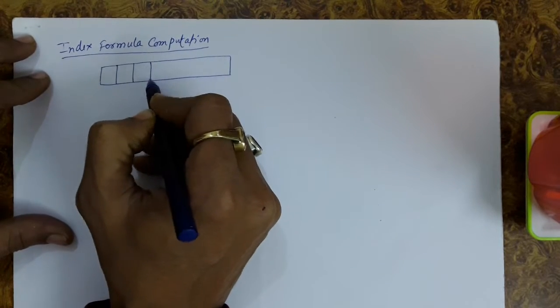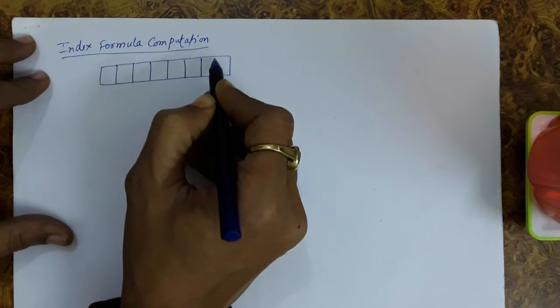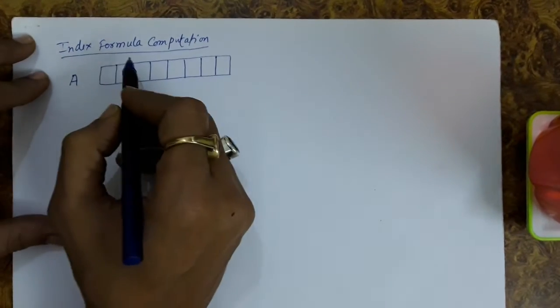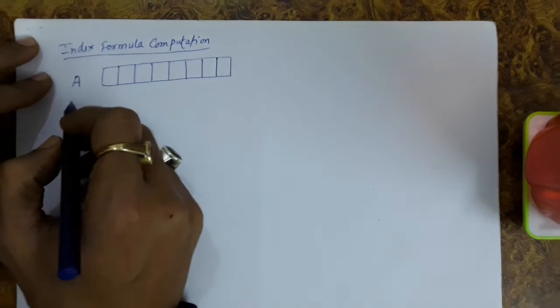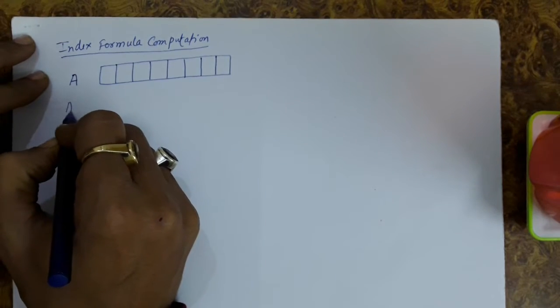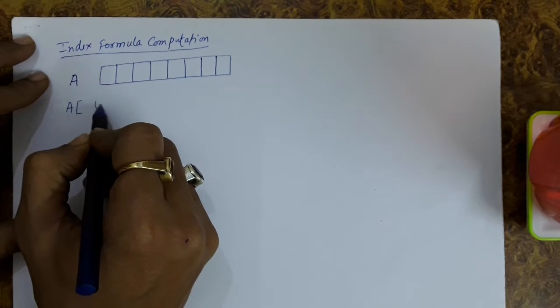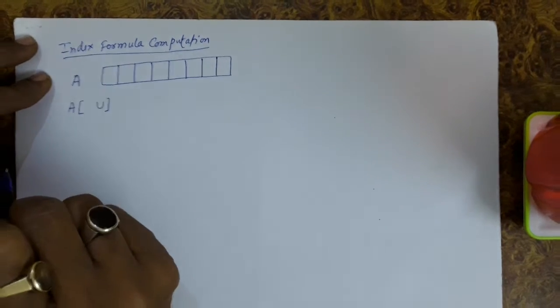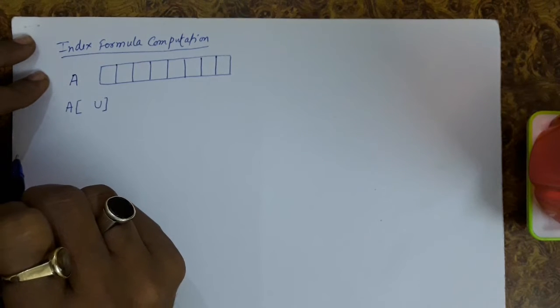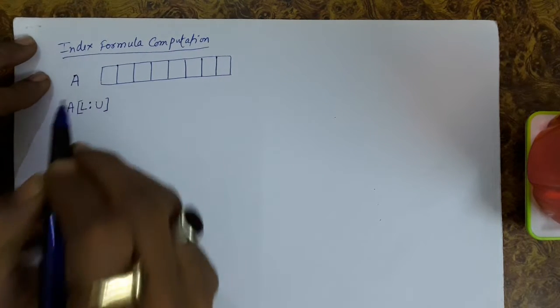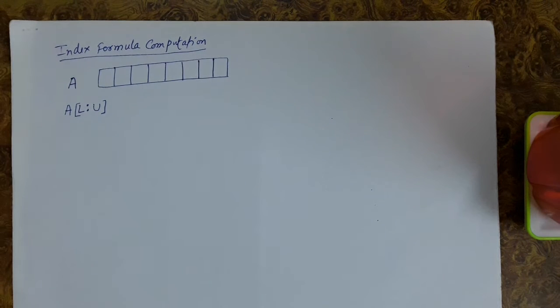There are some assumptions here. For example, let's say this is the A array, and this A array has some size. Let's say the A array is of U size, and the first index of the array is, let's say, L. So L to U means that the first index of the array is L and the last index of the array is U.